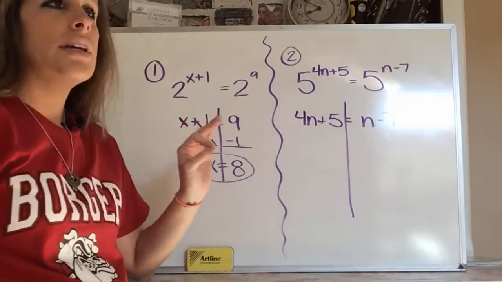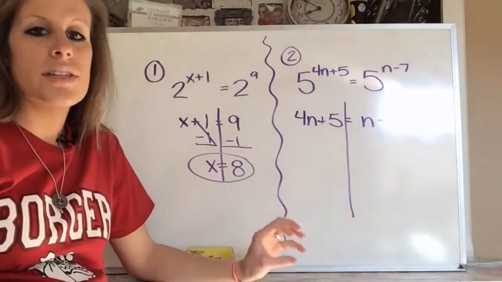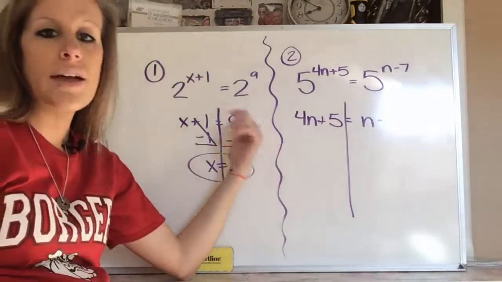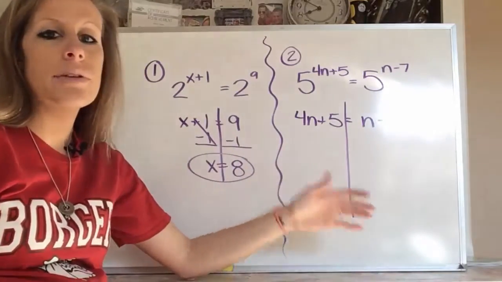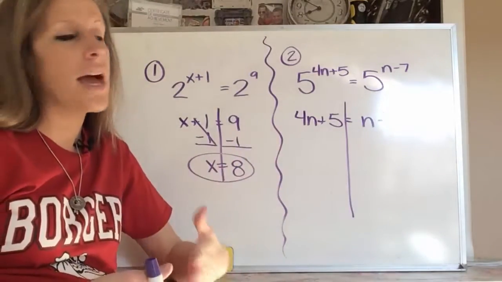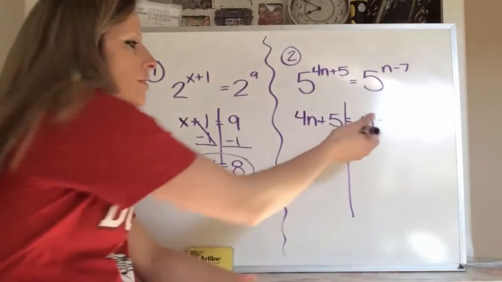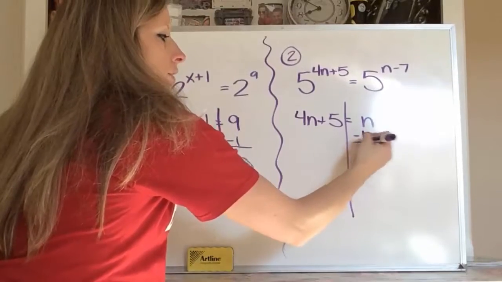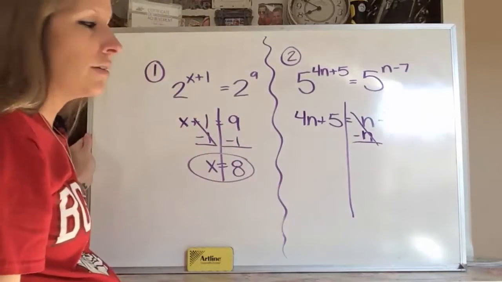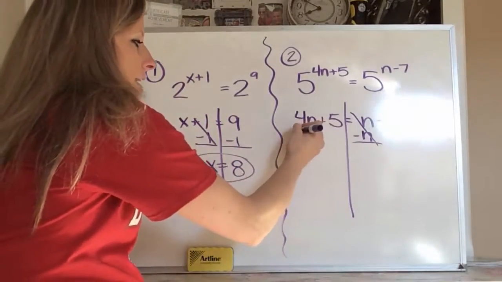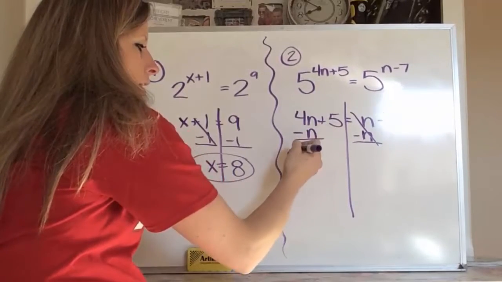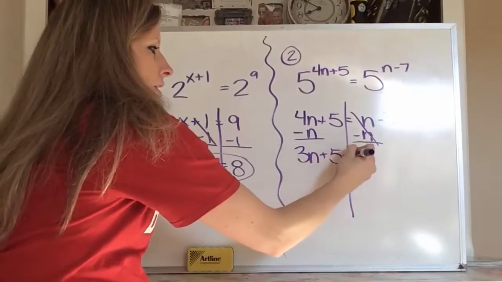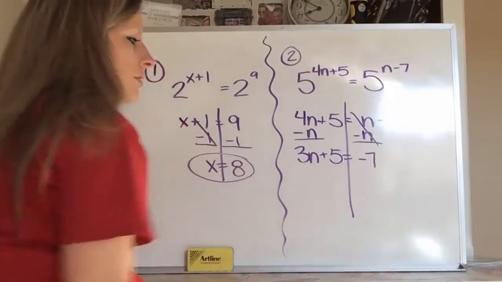So here's the thing, you want to get your n's on the same side first. So you can move your n's to the left or you can move them to the right. It really doesn't matter, they just need to be on the same side. So let's move our n's to the left. So I'm going to subtract n on the right so that they cancel. What I do to one side, I have to do to the other. Okay, so 3n plus 5 equals negative 7.